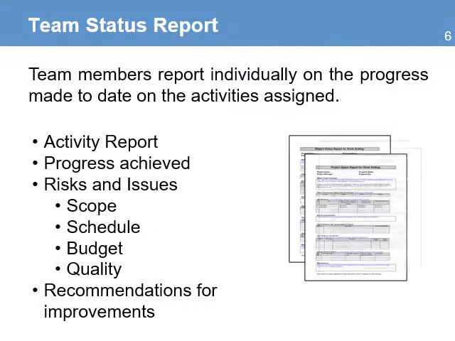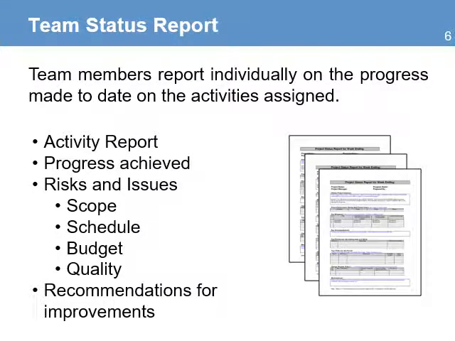The team status reports. Team members report individually on the progress made to date on the activities assigned to them. The activity report is information on the status of the work in progress to date. It also contains information about risks or issues in the areas of scope, schedule, budget, and quality. You can even include an area for recommendations or improvements. This report is usually short and can be presented during the team weekly meetings. You will use this information to complete the monthly project status report to managers and the donor.